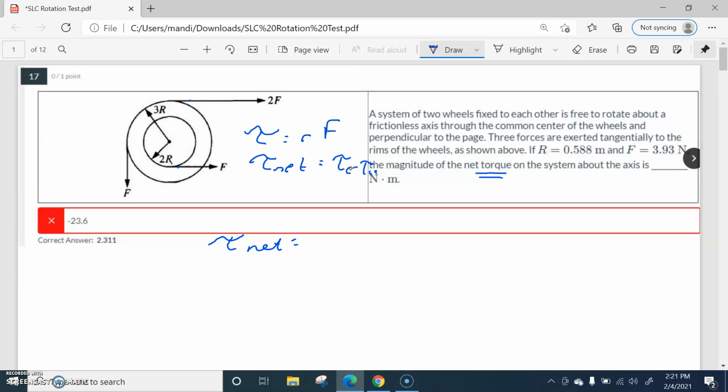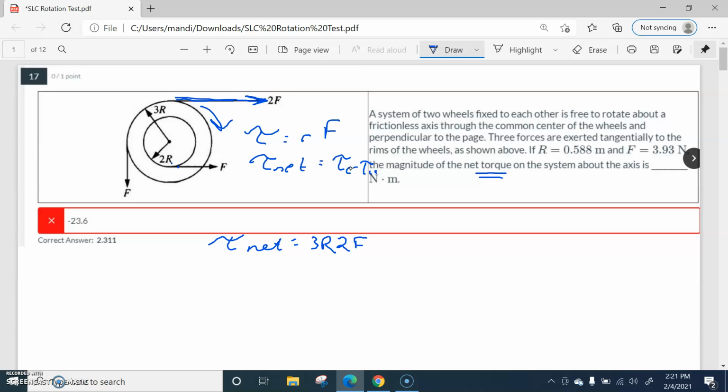Taking this clockwise, you have to imagine that it's the only force causing a torque. So if this was our only force, and no other forces were happening, this would rotate clockwise. So I'm going to do the RF of that guy. So the distance is 3r, and the force is 2F.